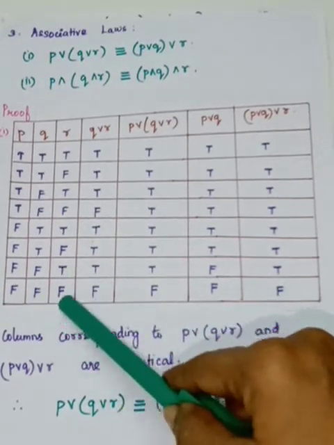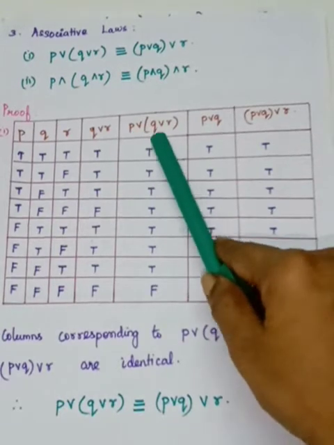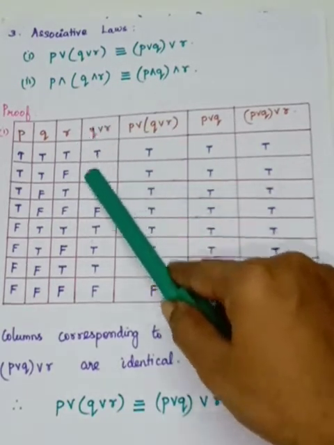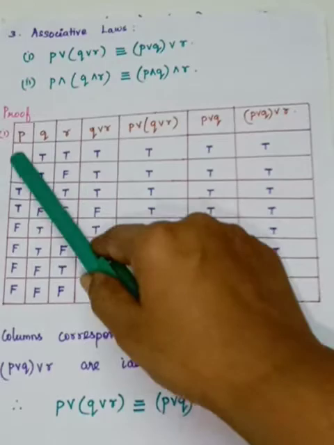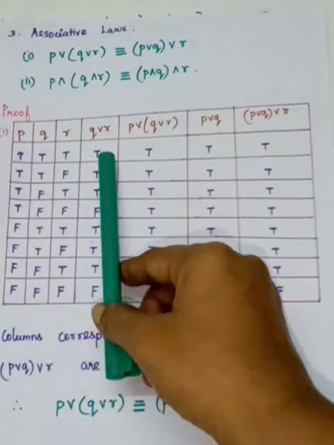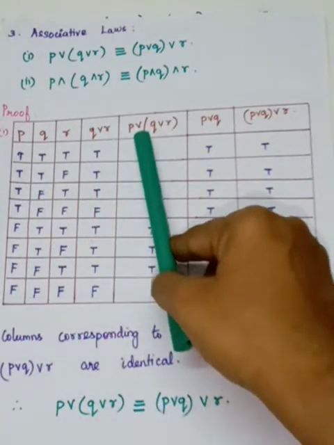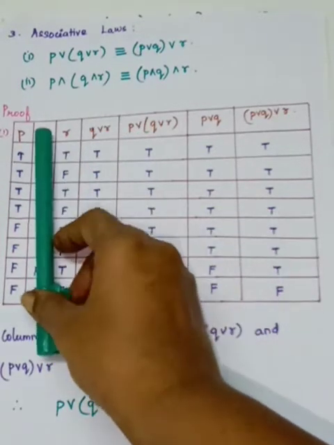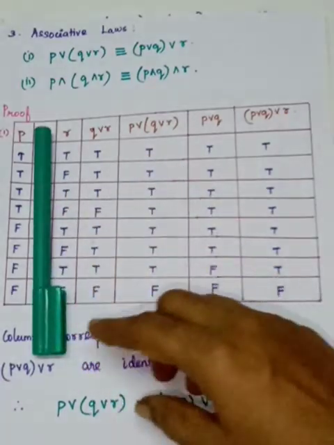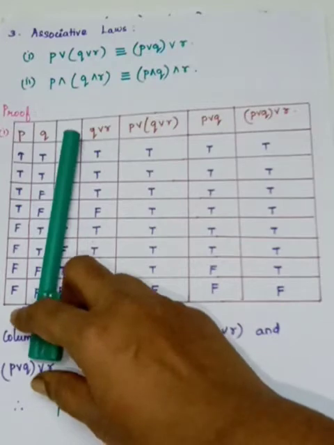So here both are false, so it is false. Now you see P or (Q or R). Q or R is in the fourth column, and P is in the first column. So you have to see the first and the fourth column. In between you have R, so you look at the first and the fourth column. You should not see the second one.